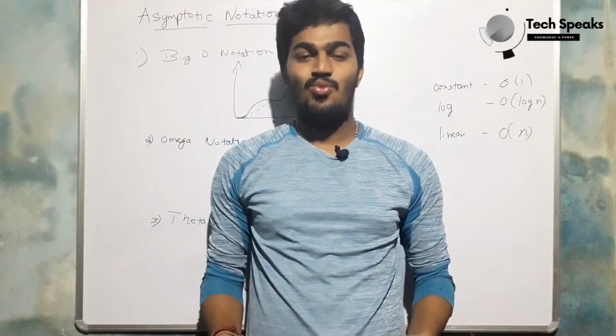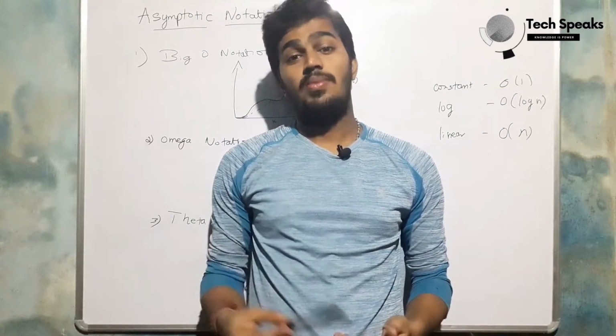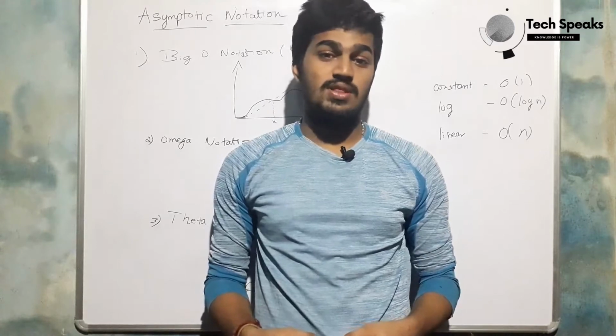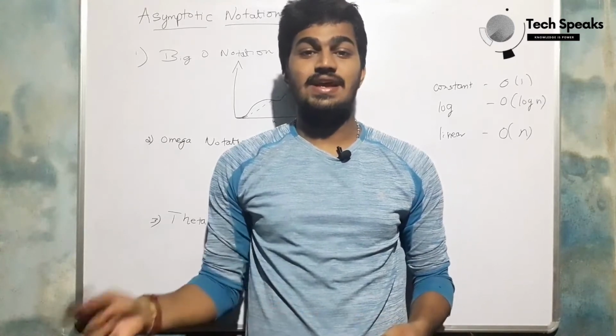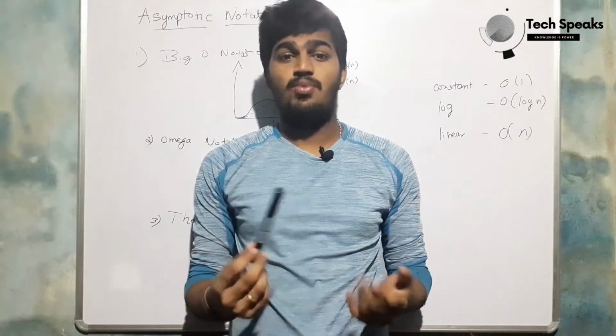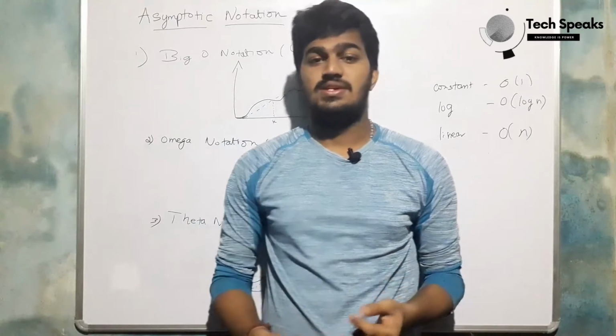Hello everyone, welcome back. In the last session, we studied the complexity analysis of a data structure. In this session, we are going to study asymptotic notation in data structures. In this topic, there are three very important things: best case, worst case, and average case.